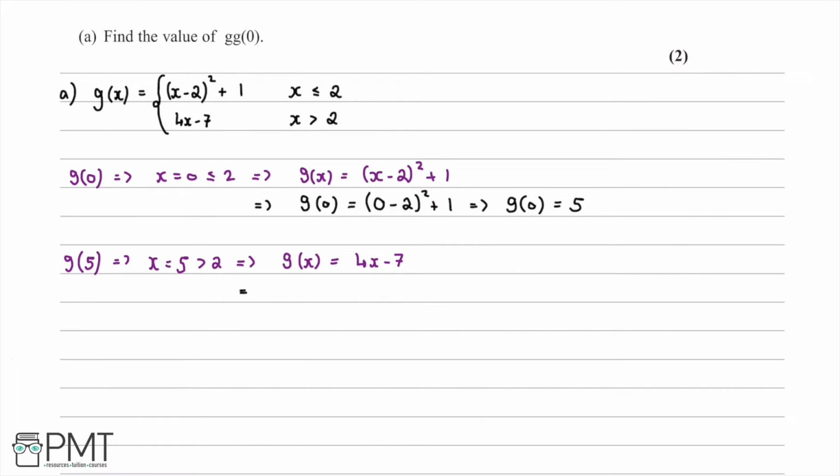So then writing this, we'll have that g of g of 0 is going to be equal to 4 lots of g of 0 minus 7, which is going to be equal to 4 lots of what we worked out g of 0 as, which is 5. So we'll have 4 lots of 5, then we'll take away 7, and we know that 4 lots of 5 is 20. We subtract 7, which leaves us with our final answer of g of g of 0 is equal to 20 minus 7, which is 13.